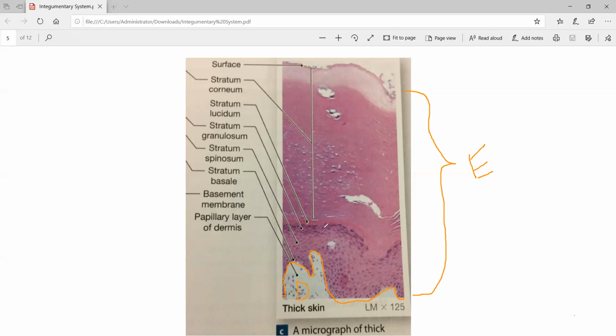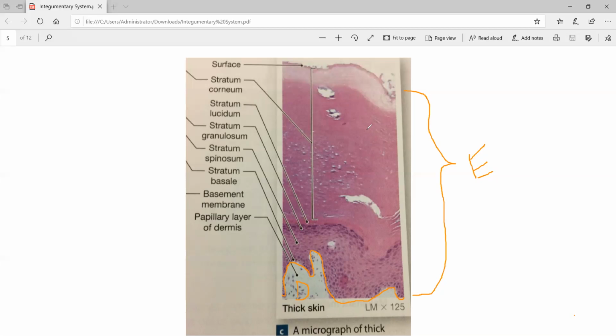Then this dark layer right here, that is your stratum granulosum. So dark granules, stratum granulosum. Then you have this hot pink layer right here. That hot pink layer is going to be your stratum lucidum. And then this very thick layer right here is going to be your stratum corneum.